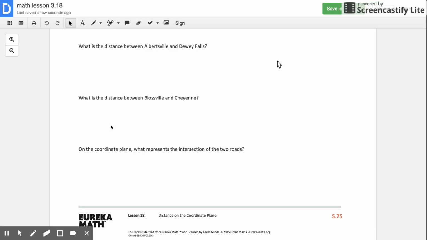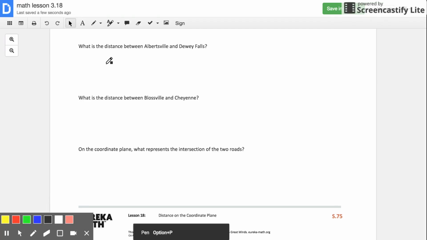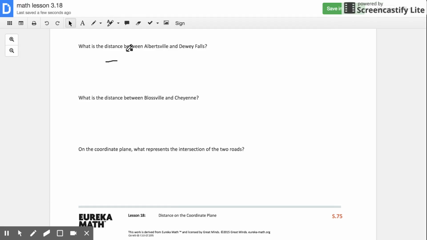Okay, so for the first question, it says, what is the distance between Albertsville and Dewey Falls? Albertsville is at -8, or it's 8 miles that way to the left. And Dewey Falls was 6 miles this way, so it would be at a +6. So these are at different sides of the zero. They're on opposite sides of the zero.